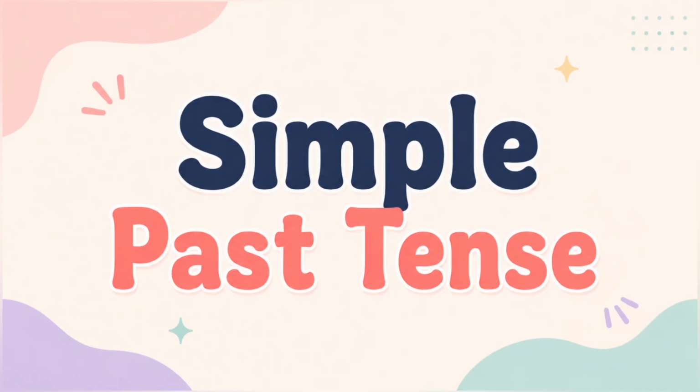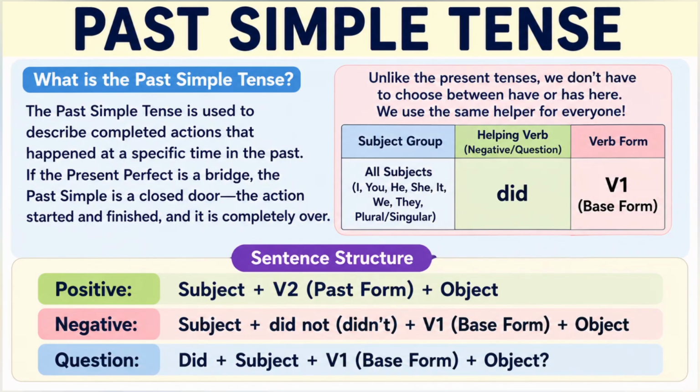Now let's begin learning the simple past tense. The simple past tense is used to describe completed actions that happened at a specific time in the past. If the present perfect is like a bridge connecting the past to the present, the simple past is like a closed door. The action started, finished, and is completely over.